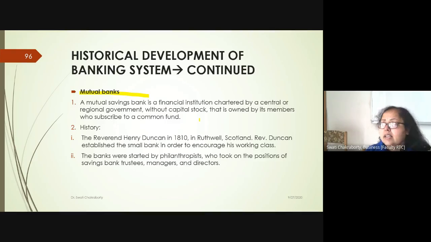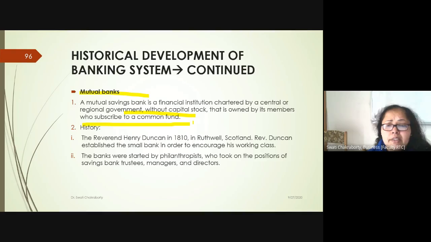Now comes mutual banks. A mutual savings bank is a financial institution controlled by the central or the regional government, without capital stock, that is owned by its members who subscribe to a common fund. Those who are investing money pool in money and invest in that fund, in different portfolios, diversifying risk, right?